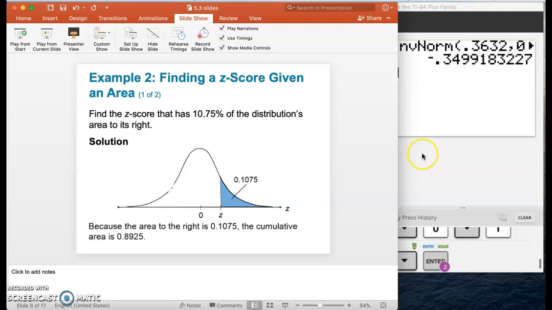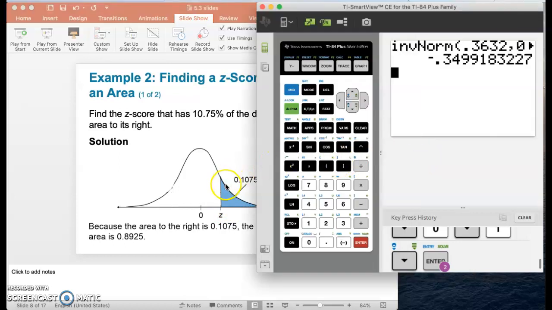The next thing we need to do is realize that the area is to the right. Our TI-84 calculator calculates area to the left of a z-score. So we know the total area under the curve is equal to 1. So the area to the left, the area that's not shaded, is going to equal 1 minus the area that is shaded. So 1 minus 0.1075.